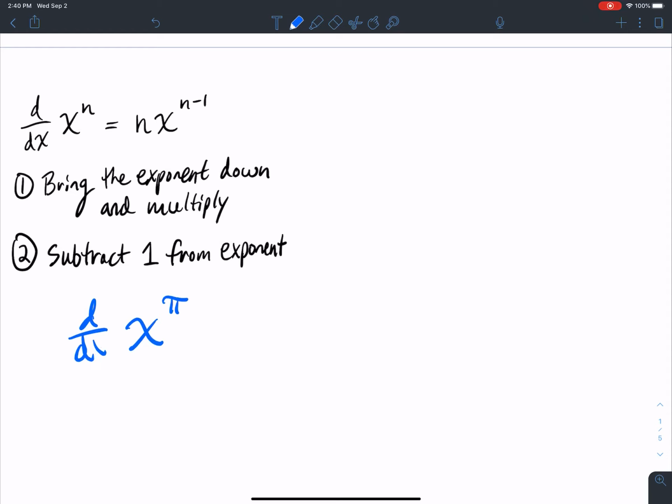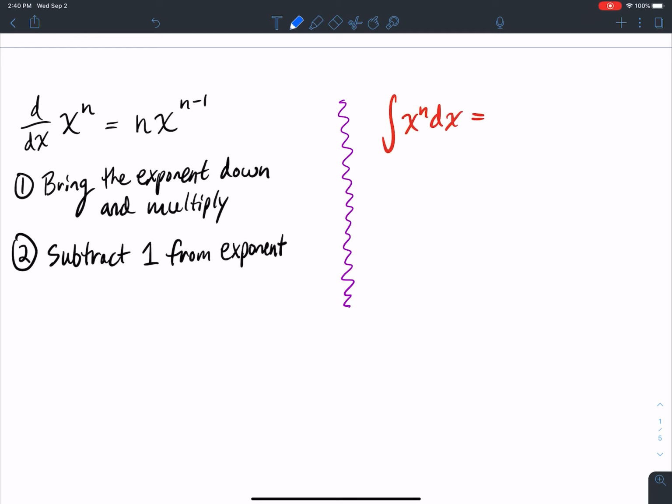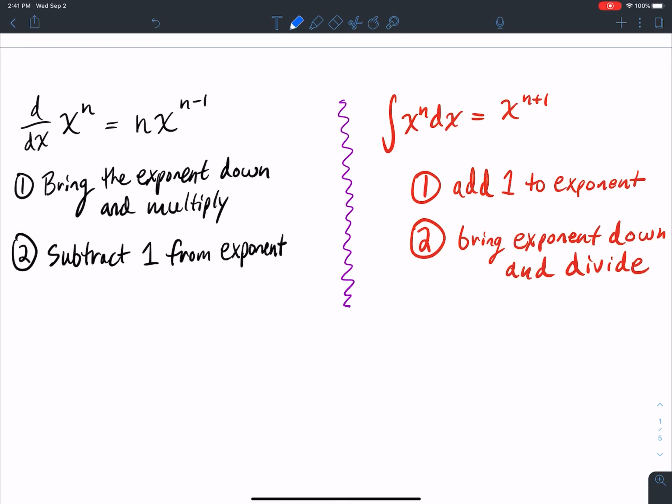Okay? So what I want to do is the opposite of the derivative. I want to do the integral. So I'm going to integrate x to the n here. When I integrate this, the rule says, number 1, I add 1 to the exponent. So I'm going to add 1 to my exponent here instead of subtracting it like I did here. And then number 2, I'm going to bring the exponent down. Just like I brought the n down here, I'm going to bring this exponent down. But instead of multiplying, I'm going to divide. And so I divide by n plus 1.